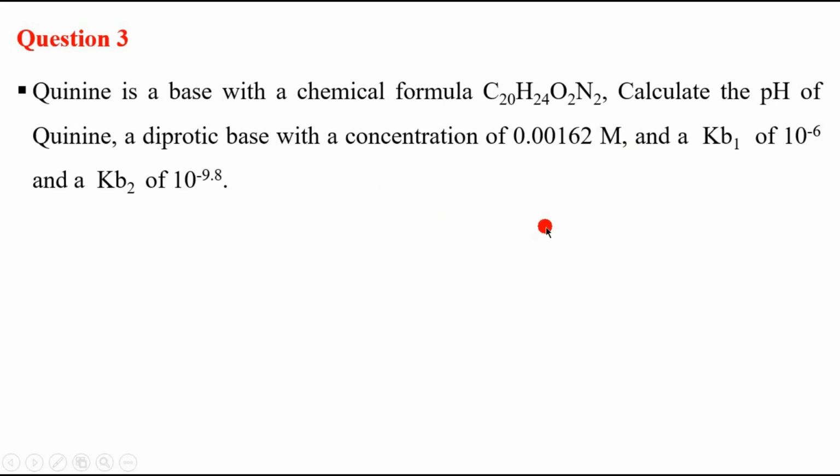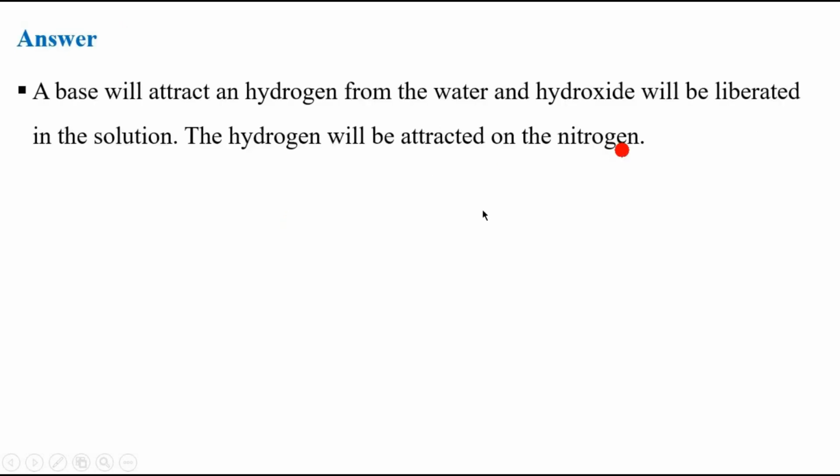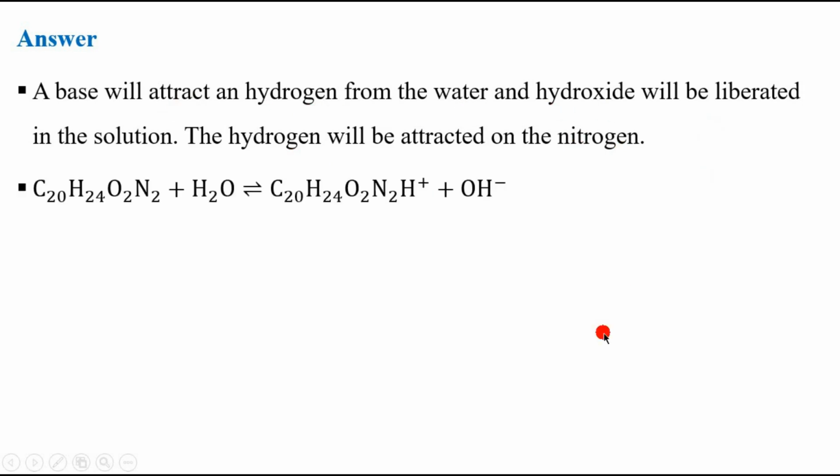So the first dissociation of hydroxide is the one which we will use, this one with a high Kb1. Then for the second dissociation we will use the Kb2. So let's see the answer. A base will attract hydrogen from the water, and hydroxide will be liberated in solution. So that means that's what will happen. We attract the hydrogen from the water.